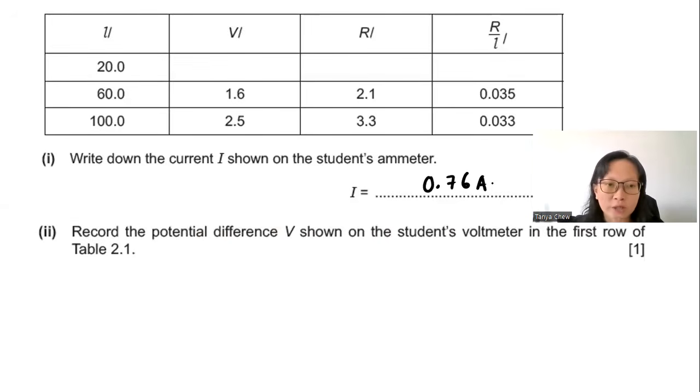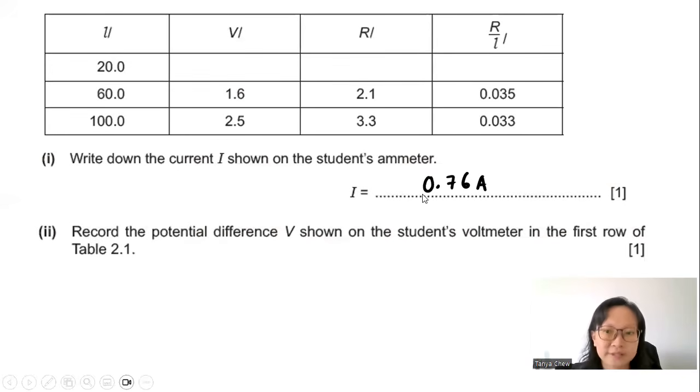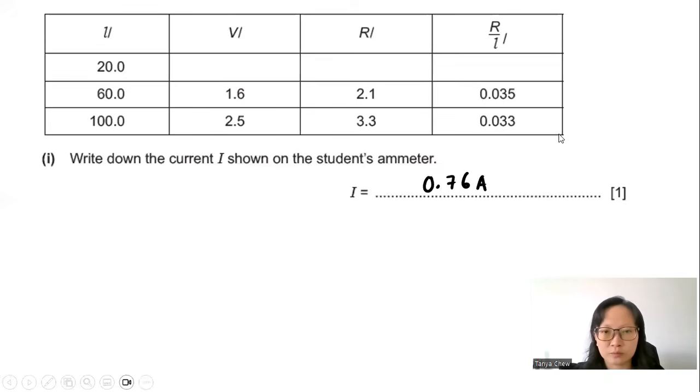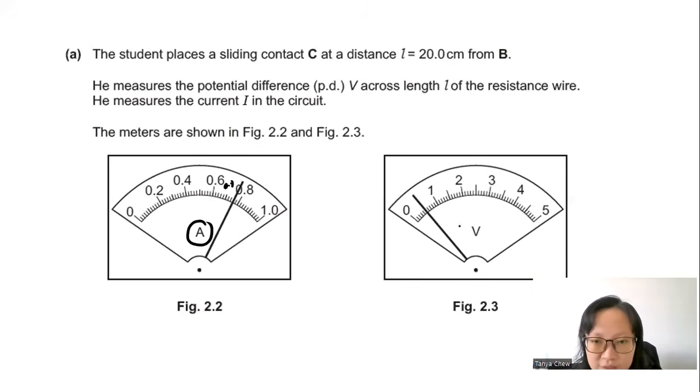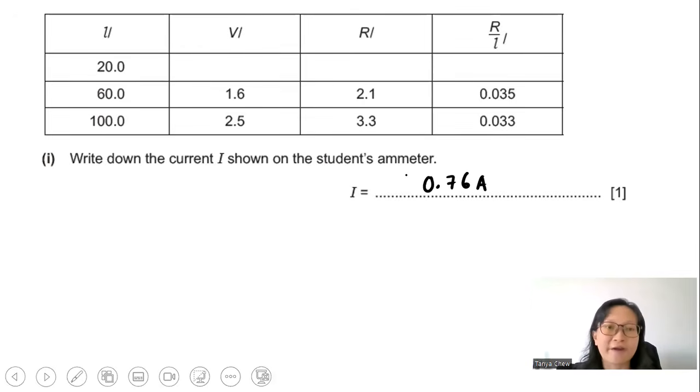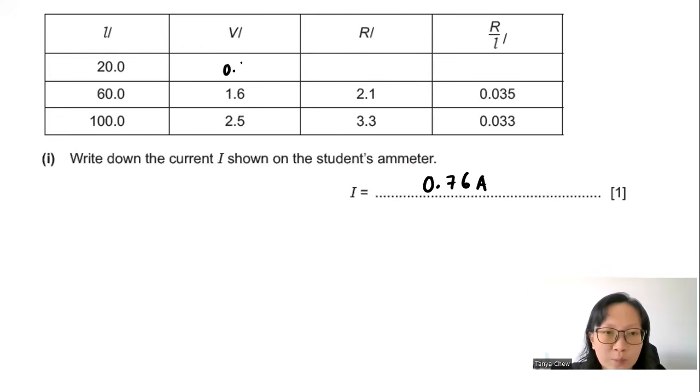Second part, record the potential difference V on the student's voltmeter in the first row of Table 2.1. So when we are asked to do our records here, this is the voltmeter reading. This is 1, so this is 0.1, 0.2, 0.3, 0.4, and 0.5 is here. So my reading is 0.5 volt.